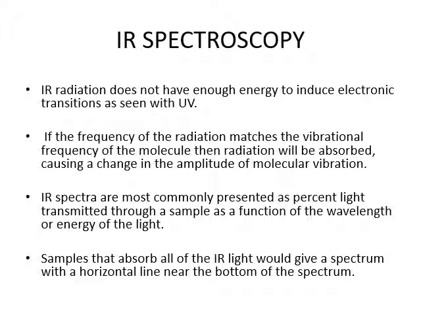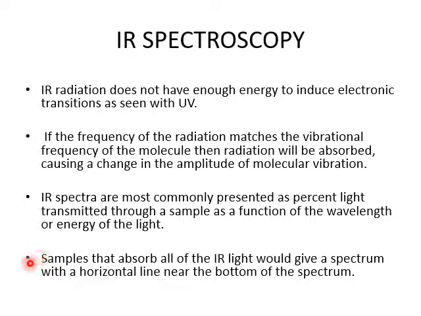IR spectra are most commonly presented as percent light transmitted through a sample as a function of the wavelength or energy of the light. So the spectra are telling you about the absorption, but they're mapped as the transmitted light. So not the light that is absorbed by the molecule, but the one that is transmitted. The energy that is not absorbed and instead is being detected by a detector.